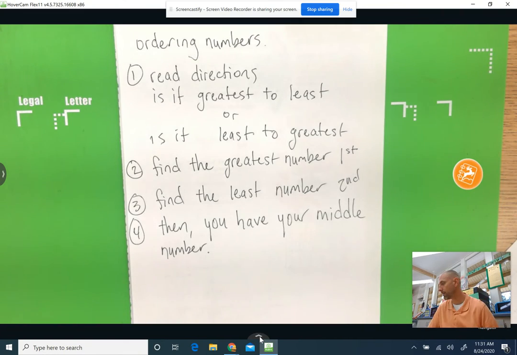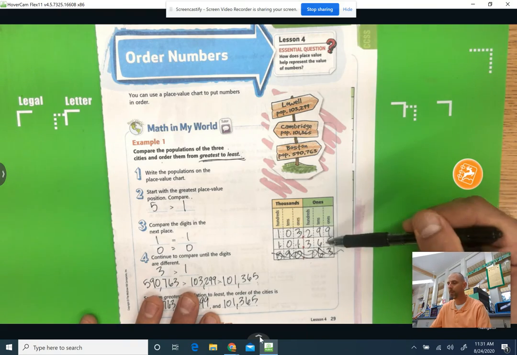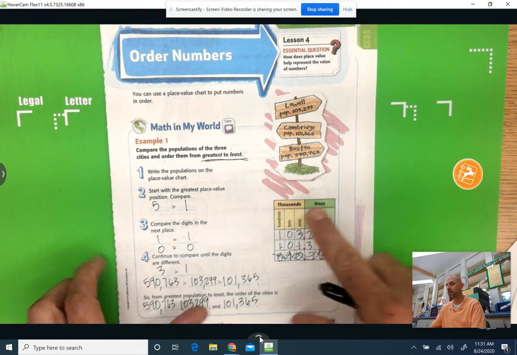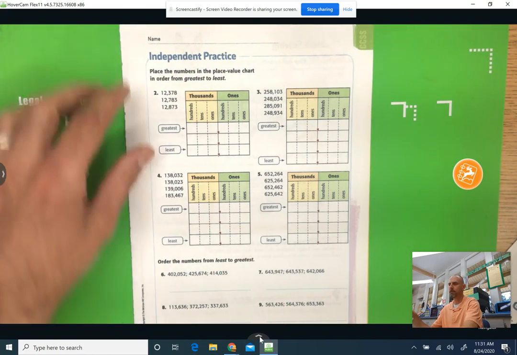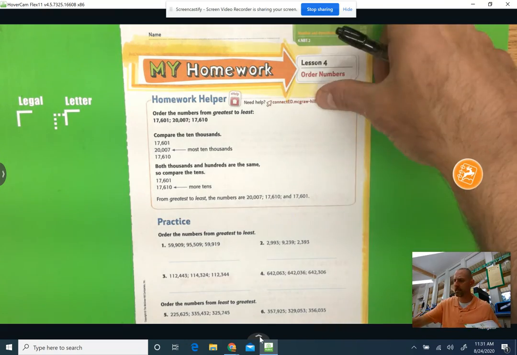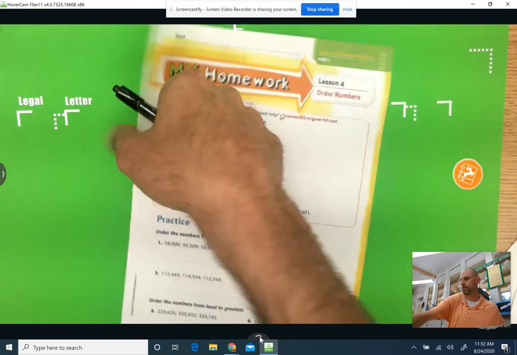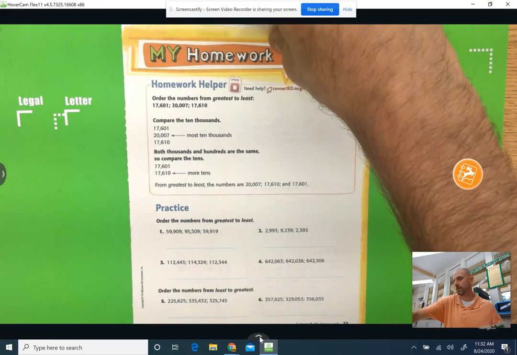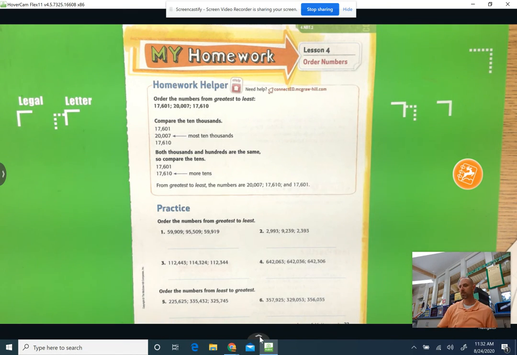Okay, and you can do all of that by using the stack method. Stack your numbers on top of each other. And in this activity, our independent practice, as well as in your homework, you will be responsible for stacking these numbers, and we'll go over this together in our Zoom lesson.